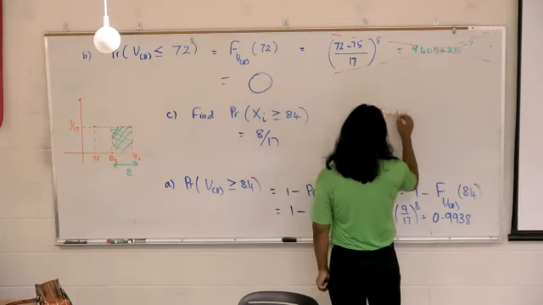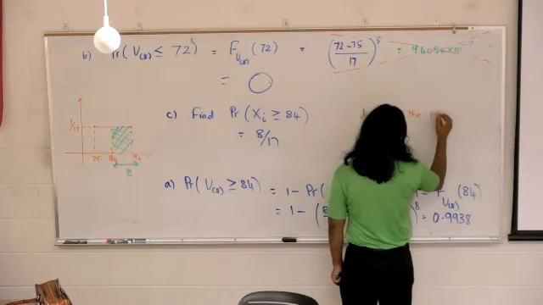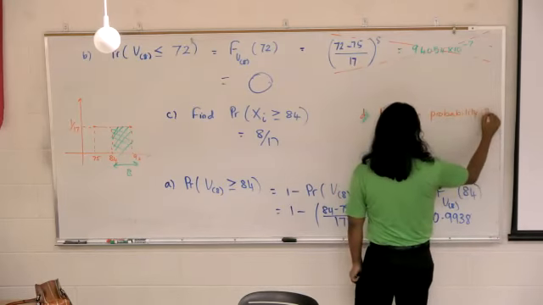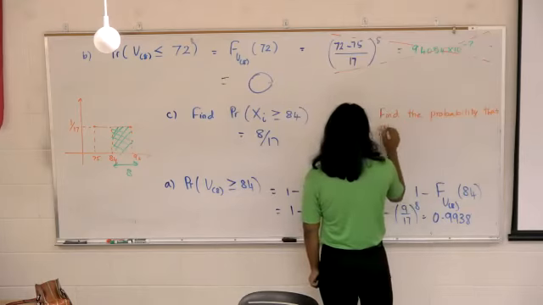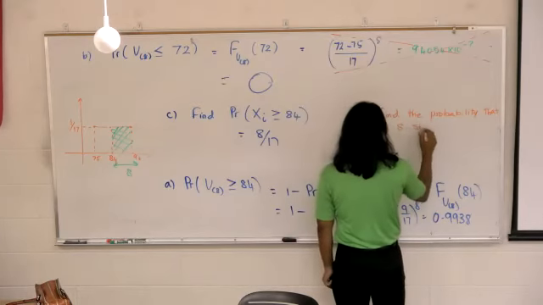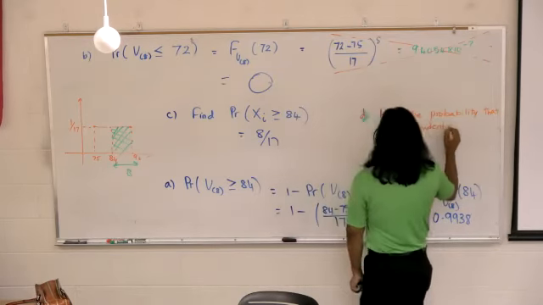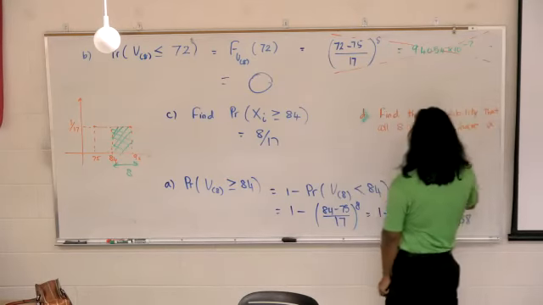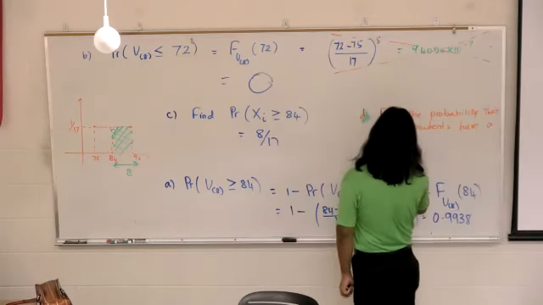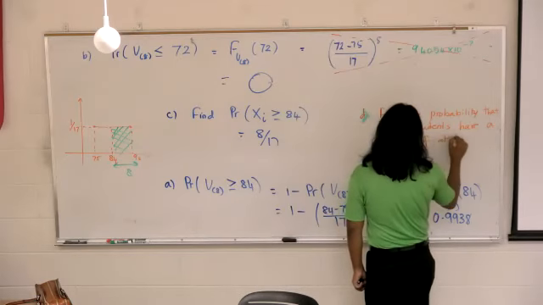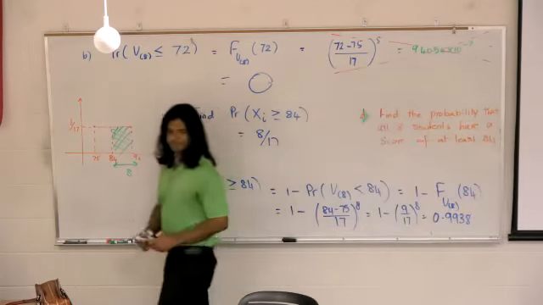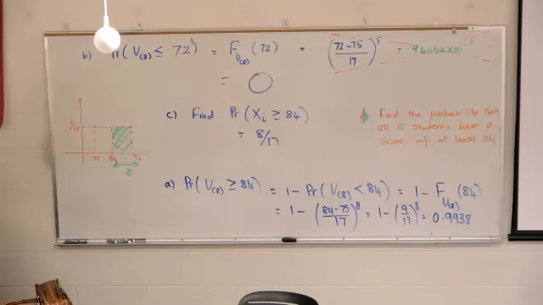Find the probability that all 8 students have a score of at least 84.